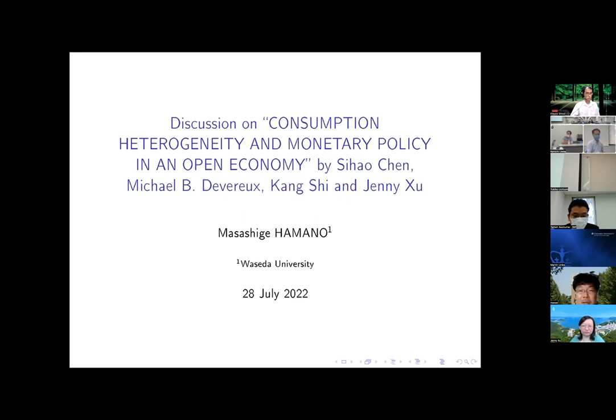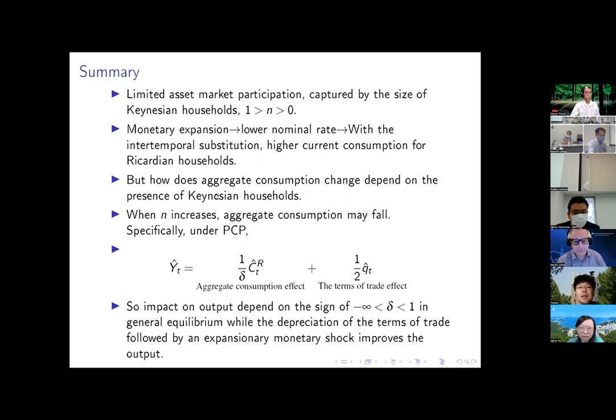Okay, so thank you very much for giving me this opportunity in discussing such a very interesting paper. So my name is Masashige Hamano from Waseda University. And so let me summarize the paper first quickly. So, the paper incorporates heterogeneous households, and by assuming that, a fraction of households in the economy is limited in terms of asset market participation. And that fraction is captured by N.